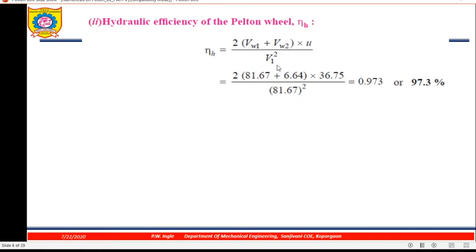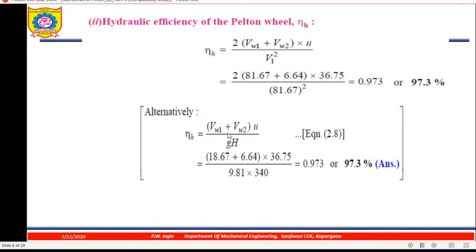It is work done upon kinetic energy. So the direct formula you can use is 2 in bracket (Vw1 plus Vw2) into U. This derivation we already discussed. So you are getting 97.3, or you can use this formula.